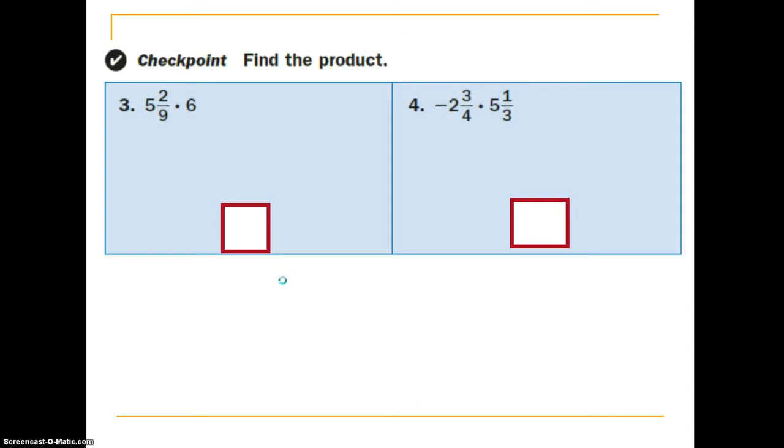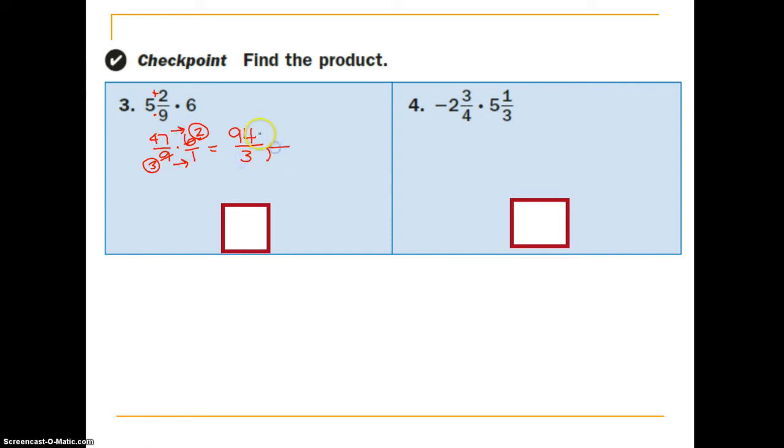Pause the video, try 3 and 4. Remember to change them into improper fractions first. 9 times 5 plus 2 is 47 over 9 times 6 over 1. 9 and 6 both divide by 3. You get 2 and 3. 47 times 2 is 94. Again, just multiply straight across. 3 times 1 is 3.